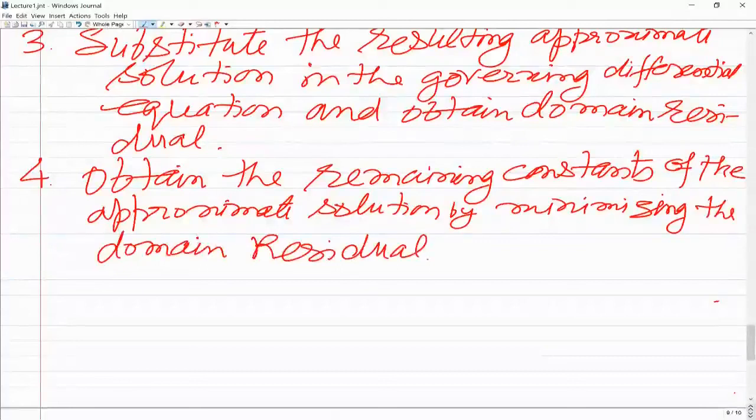So these are the basic steps involved in the approximate analytical solution of governing differential equations. Now the time is almost over, so I will stop here, and I will take some examples on approximate analytical solutions in the next class, and discuss the associated methods involved in minimizing the residual. What are the different methods to minimize the domain residual? We will be discussing that.